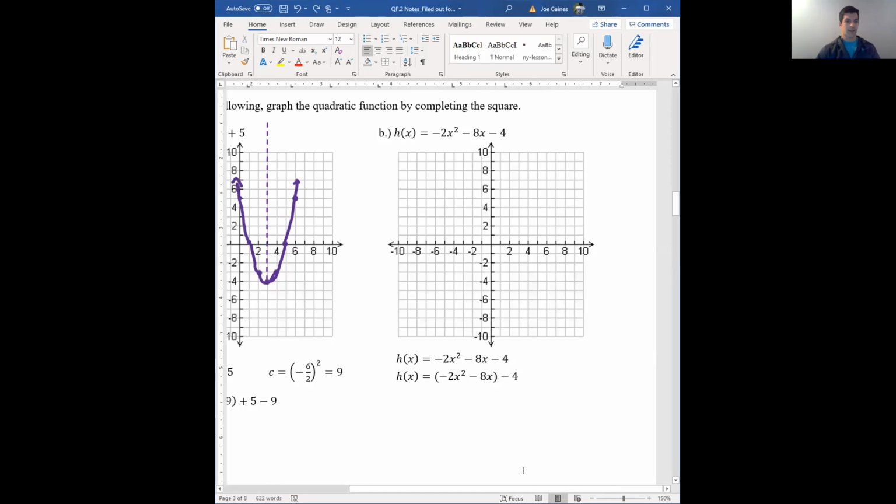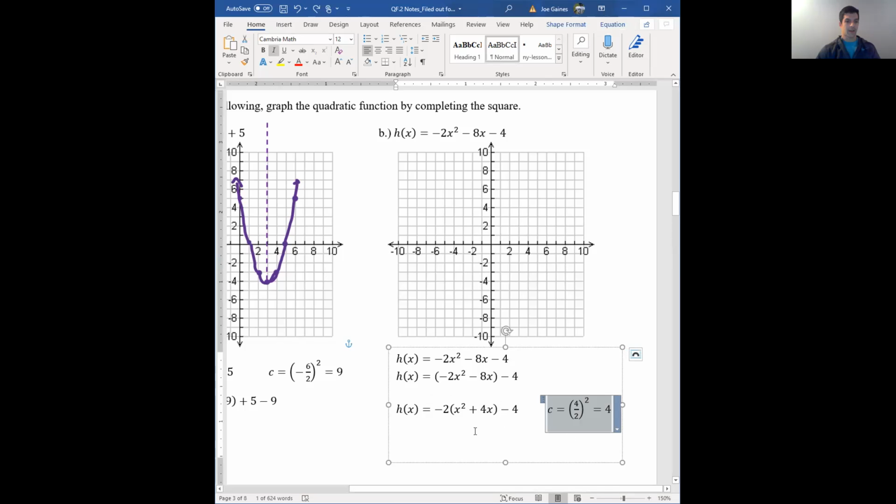Now, in order to complete the square with these terms, I need a leading coefficient of 1. And currently, we have that leading coefficient of negative 2 in front of the x squared. So what I need to do is factor out this negative 2. If I factor out negative 2, that's going to leave me with x squared plus 4x. Now I can complete the square with what remains inside the parentheses. So ignoring everything else, I'm just completing the square with x squared plus 4x.